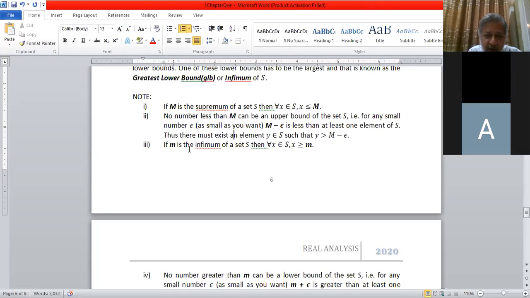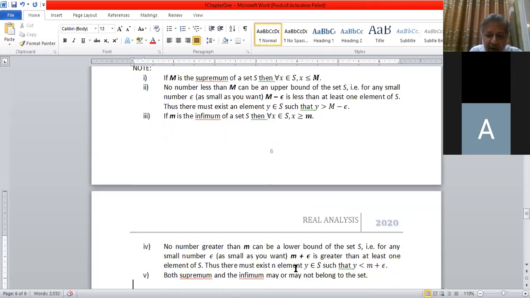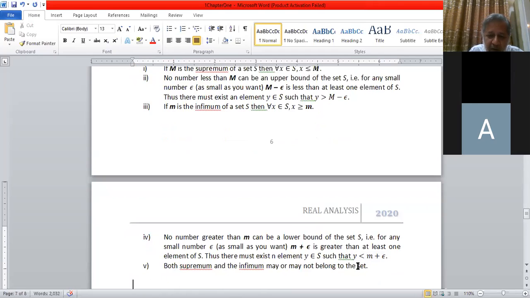Now, if small m is the infimum of the set, then for all x, elements of the set, they have to be greater than or equal to small m, which is the infimum. लेकिन अगर तुमने infimum में छोटा सा नंबर भी ऐड कर दिया, तो अब वो लोअर बाउंड नहीं रह सकता, और सेट का कोई ना कोई एलिमेंट जो है इससे छोटा होना चाहिए, m plus epsilon. I can again use that drawing board.